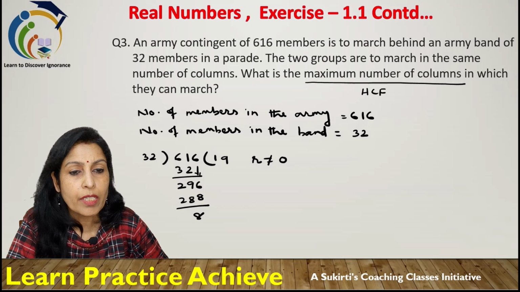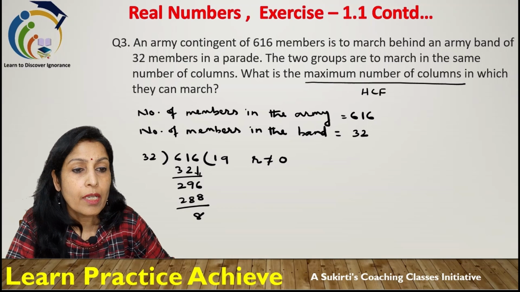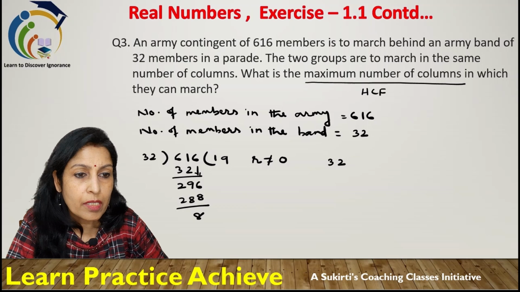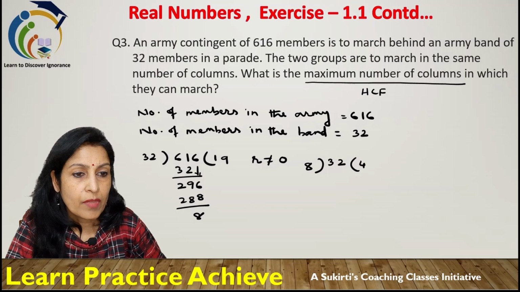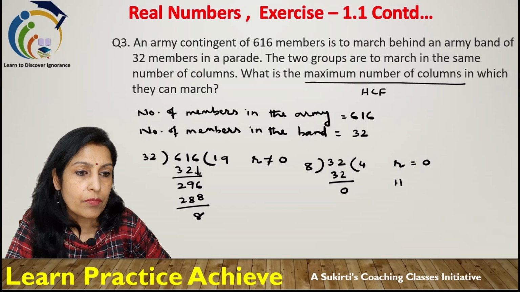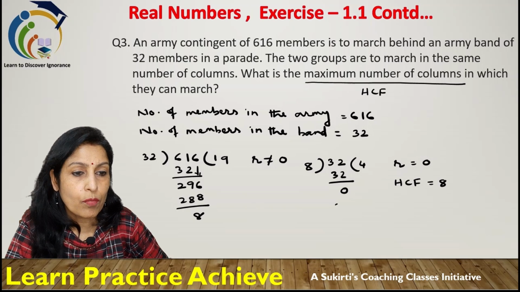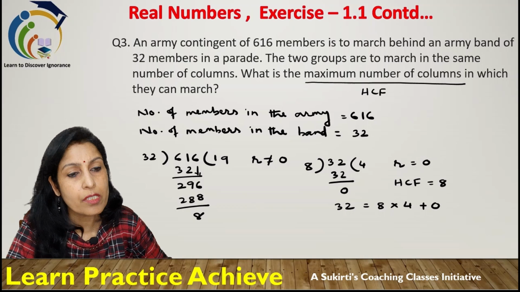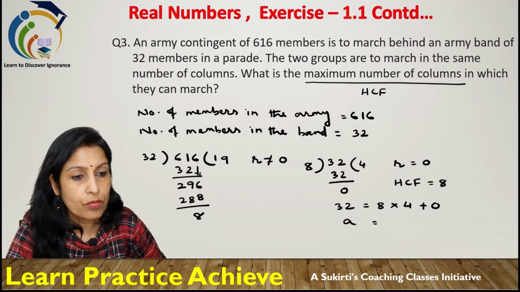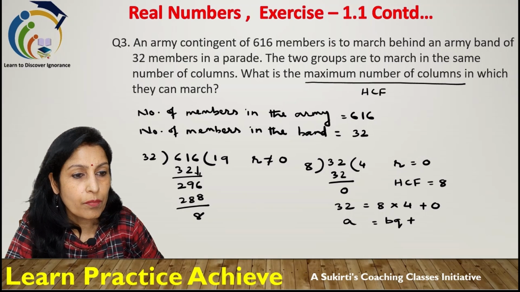So which two numbers will we take now? Now we will take 32 and 8. 32 will act as the dividend and 8 will act as the divisor. So 8 into 32, then the remainder is 0. Because here the remainder is equal to 0, what is the HCF? HCF is equal to 8. And this can be written in the form 32 is equal to 8 into 4 plus 0, which is in the form of Euclid's division lemma. So a is equal to bq plus r.